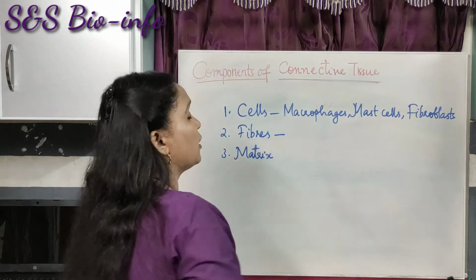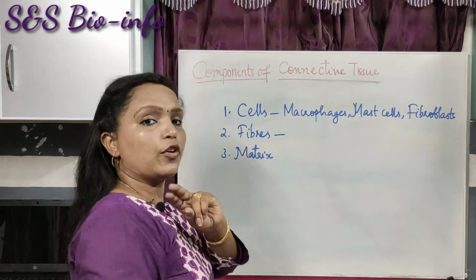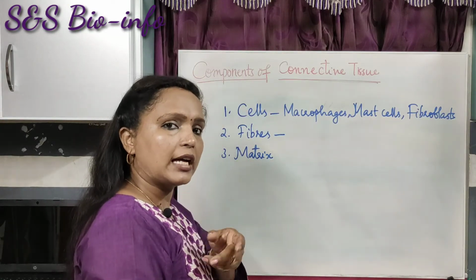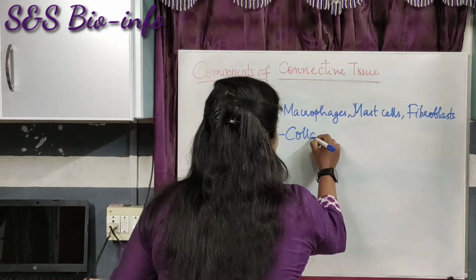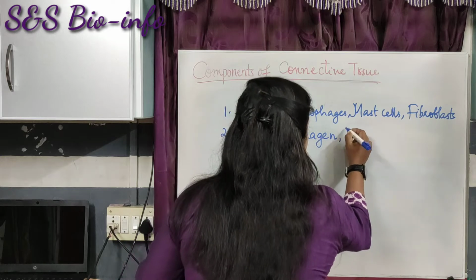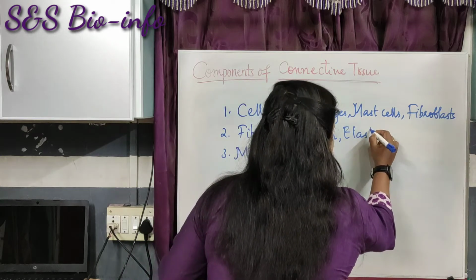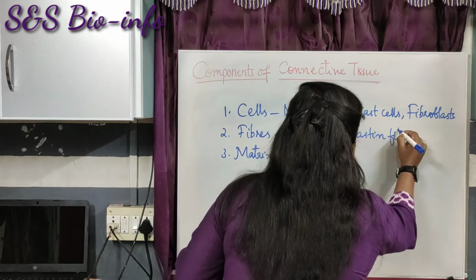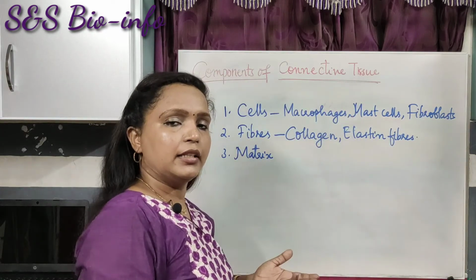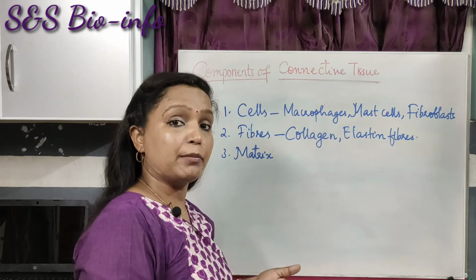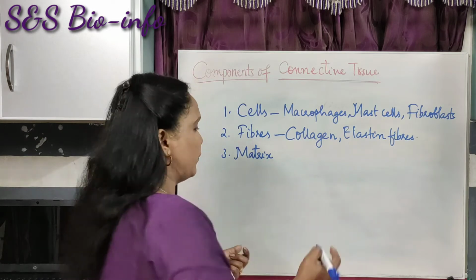The fibers are protein fibers. These are of two types. Those are collagen fibers and elastin fibers. The matrix is either solid, semi-solid or liquid.